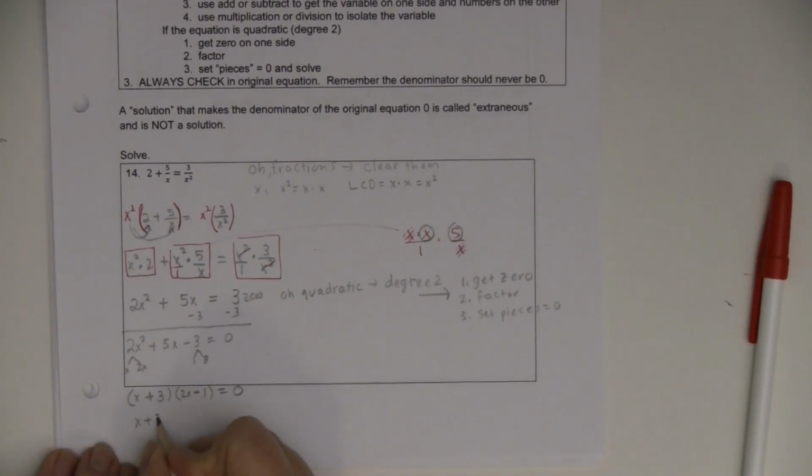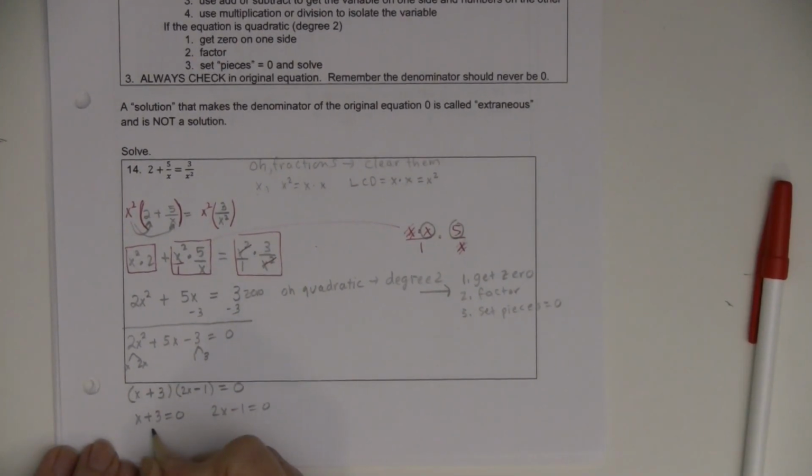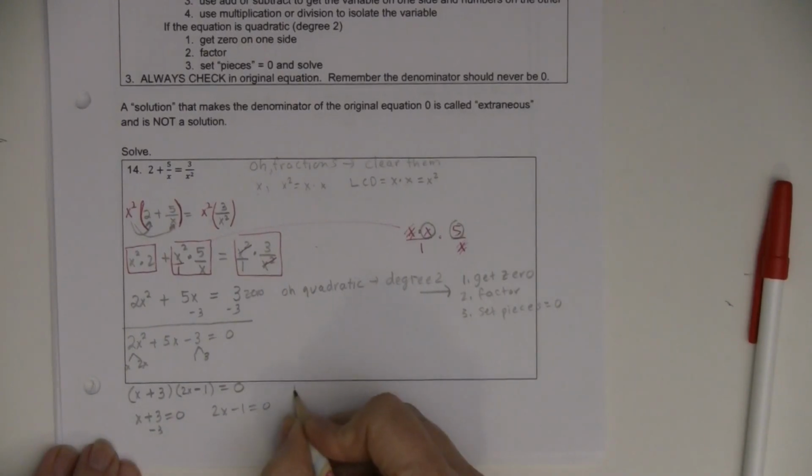Then what you do is you set your pieces to 0. So that's x plus 3 equals 0, and 2x minus 1 equals 0. And then you solve those. So I'm going to have to take away 3. This is now linear.